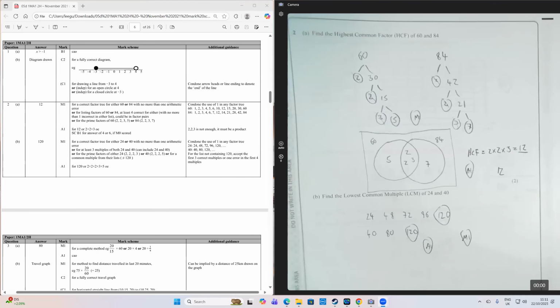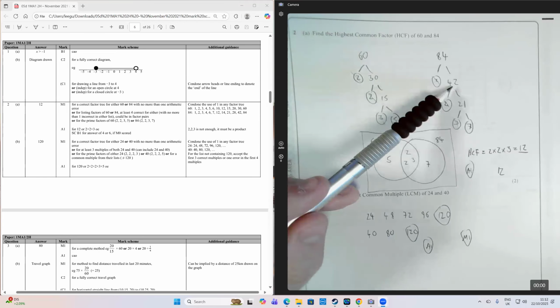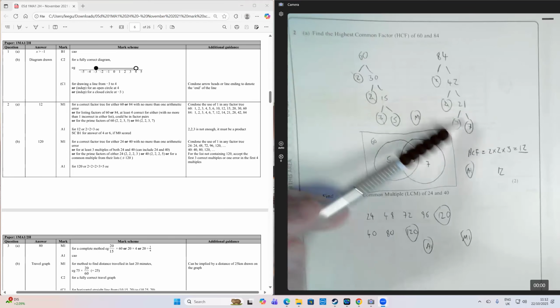It says find the highest common factor of 60 and 84. So the first thing to do is to do our prime factor decomposition of both of these numbers. So I just divided 60 by 2, that gives us 30, divide by 2 again, that gives us 15, and 15 is 3 and 5. So there's our prime factors. 84, again, divide by 2, gives us 42, divide by 2, gives us 21, and 21 is 3 times 7.